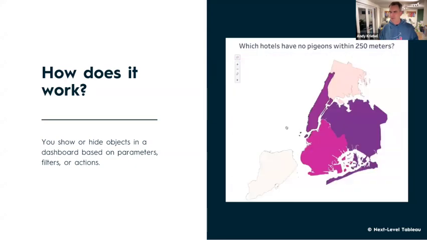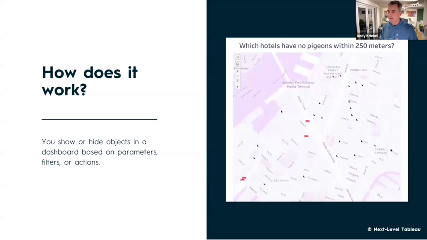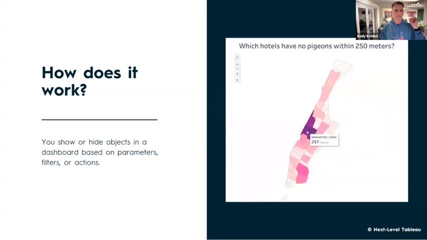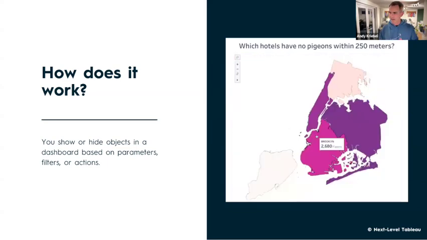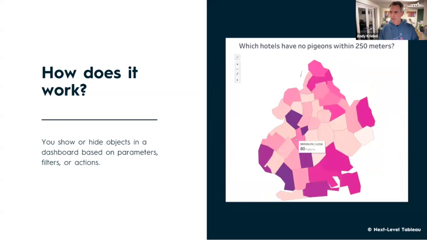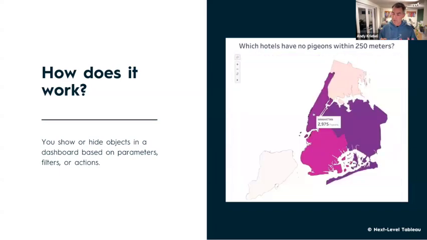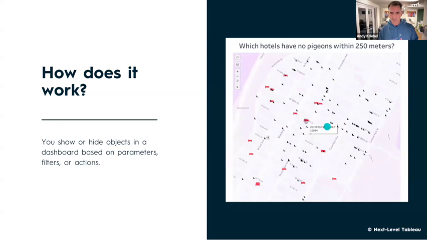This is one of my favorite visualizations that I've created, and it is just a simple drill down. Sorry, I'm getting ahead of myself. How does dynamic zone visibility work? Well, basically you show or hide objects based on parameters, filters, actions, right? So you have to have a parameter, you have to have an action. And in this particular case, I'm also doing a filter.